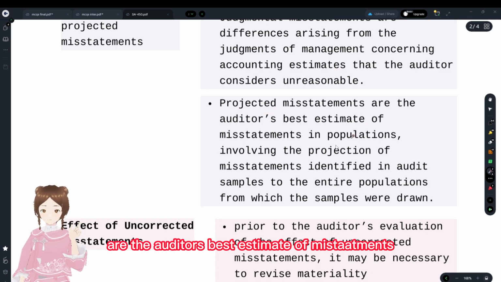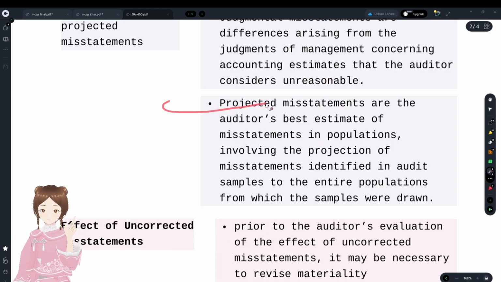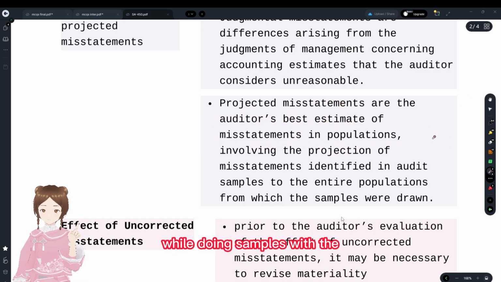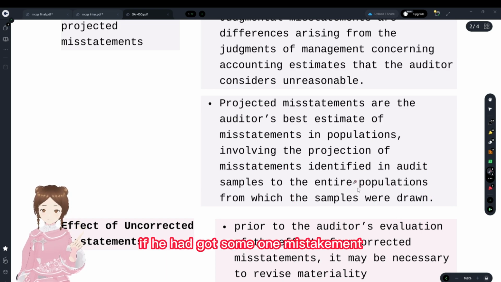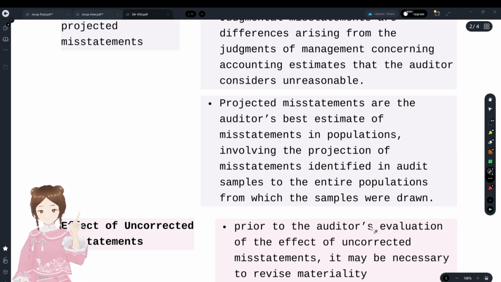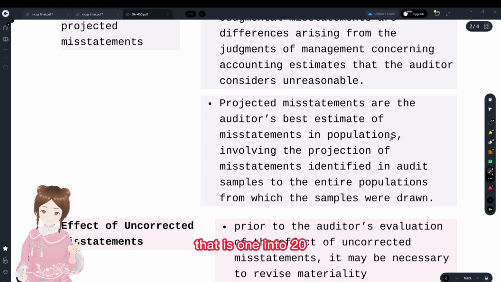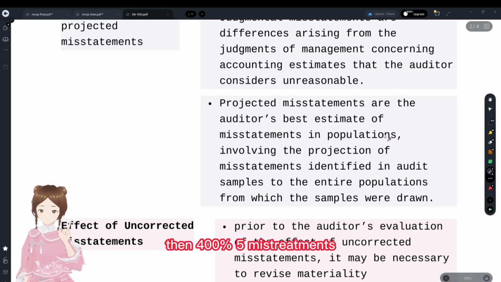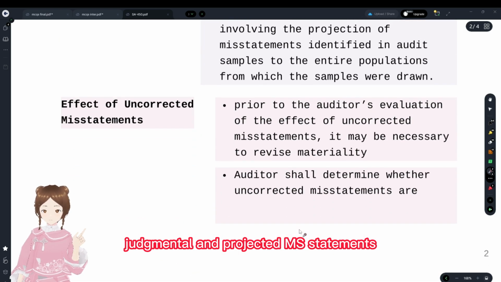Projected misstatements are the auditor's best estimate of misstatements in populations. Projected misstatements were, the auditor is estimating that these misstatements could happen in a population, while working on the samples that were drawn from the population. If he had got one misstatement for the 20% of the sample he had done, he is projecting that the whole population consists of 5, that is 1 into 20. If one misstatement for 20%, then for 100%, 5 misstatements. So he's projecting that misstatement. This is the difference between factual, judgmental, and projected misstatements.